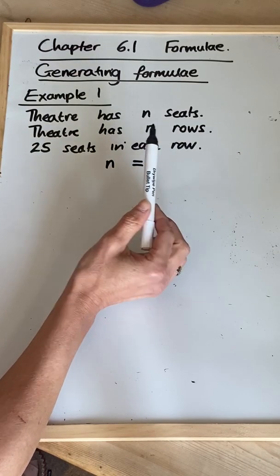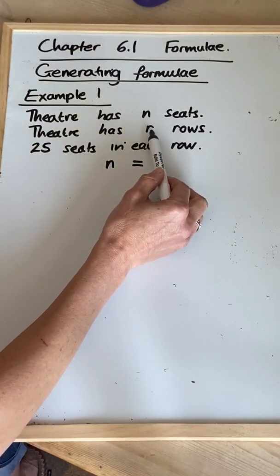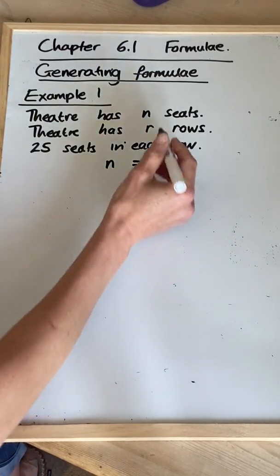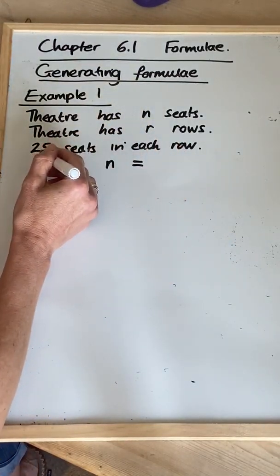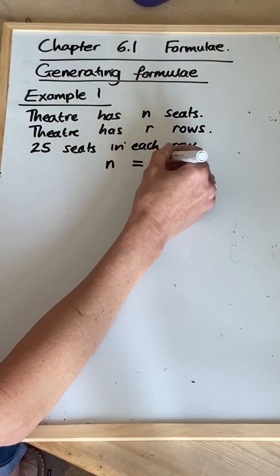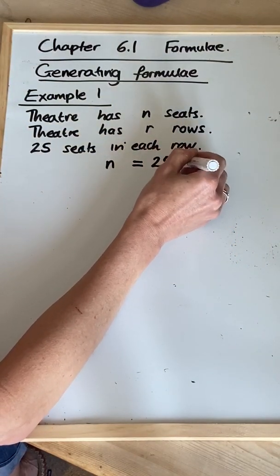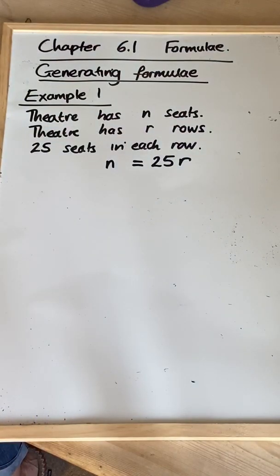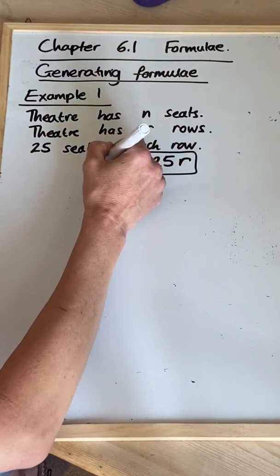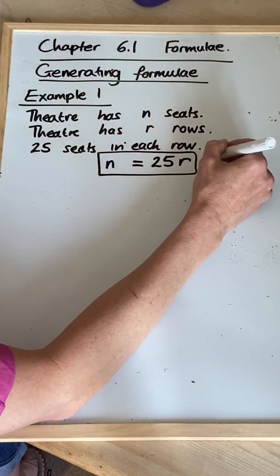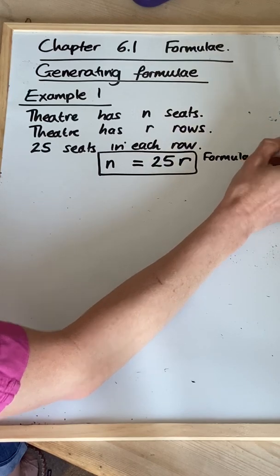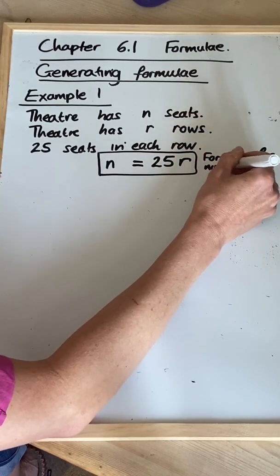We don't know how many rows there are. We've just called the number of rows R. So we are going to have R times 25 seats. So we can say N equals 25R. That's the number of seats in the theatre. Yeah? So this is a formula for the number of seats in the theatre.